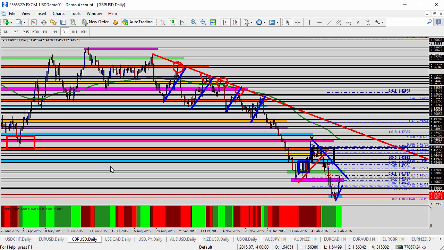GBP USD. It is interesting that over the past couple of days we've seen a significant rally here for this currency pair. Kind of an unexpected significant rally. Fundamentally, it makes sense for this to go down with the potential exit from the EU. So it is interesting that we've seen it rising over the past few days.